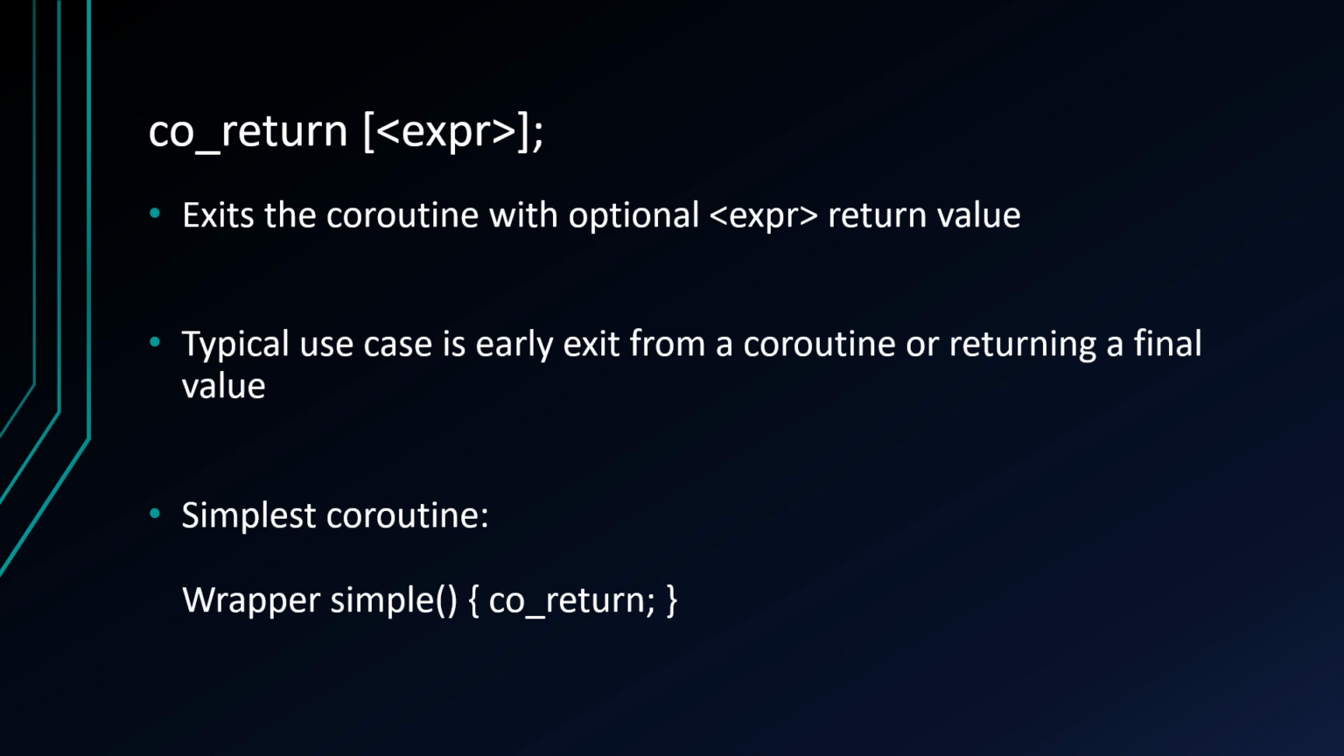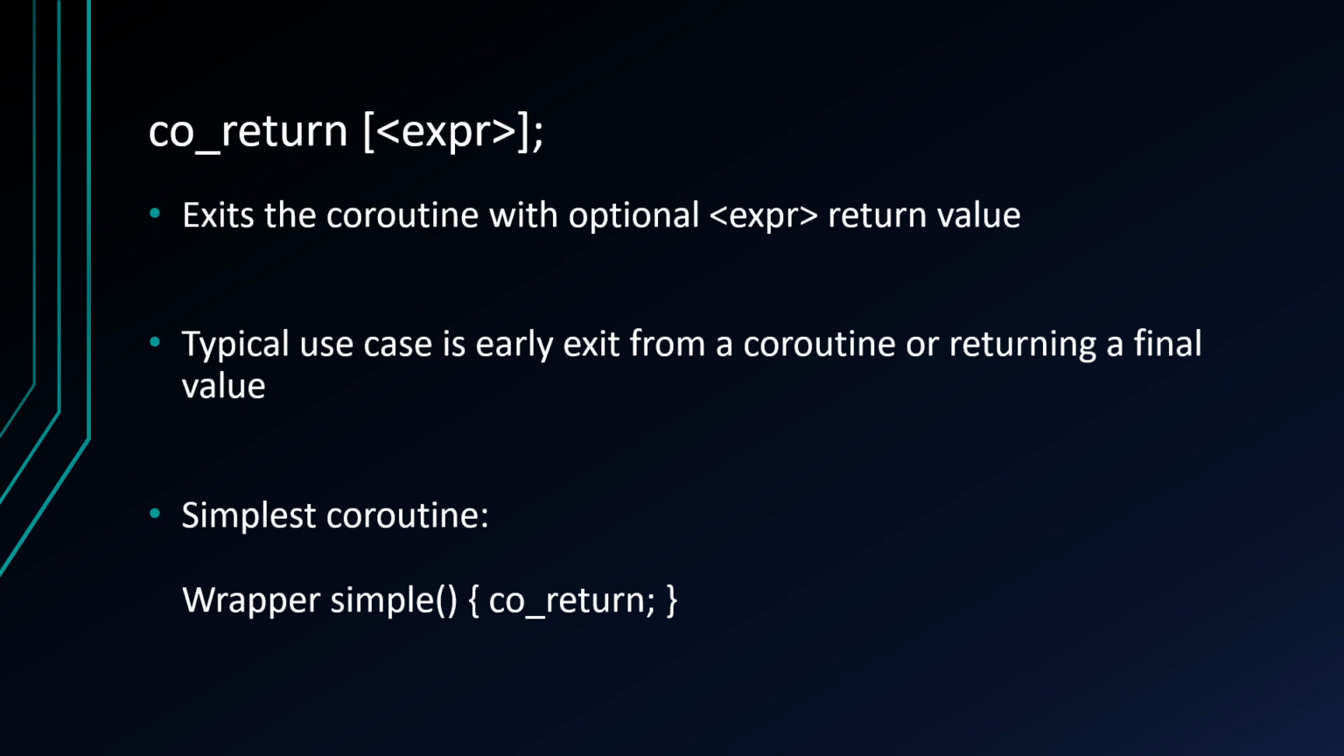And this exits the coroutine with a returned value if the function returns a value. A typical use case here is to early exit from the coroutine or return a final value. You can think, in the case of a generator coroutine, it might have a loop where it's pumping out values, and then after the loop exits, it returns one final value. Or maybe you've got some situations that allow you to determine that you're not going to be able to produce any values, and you co-return as an early exit.